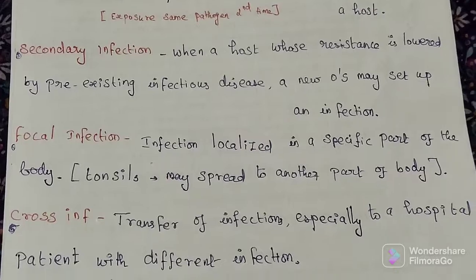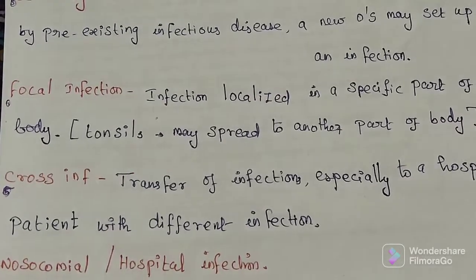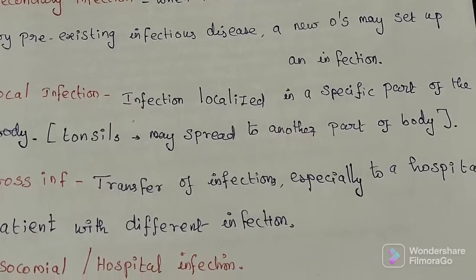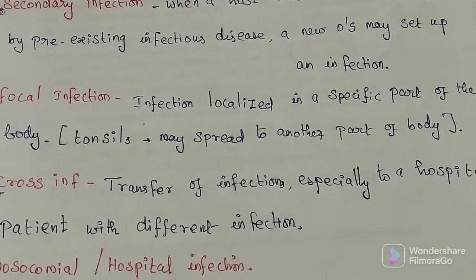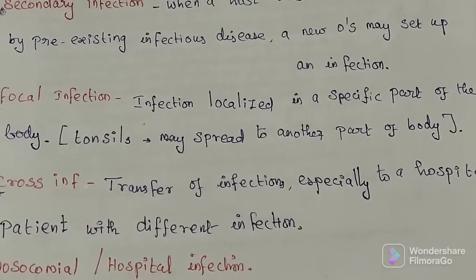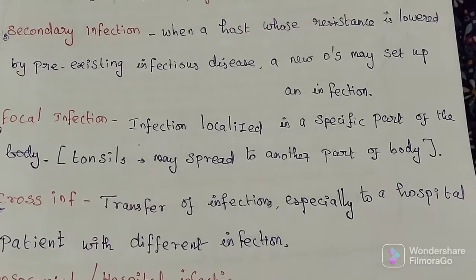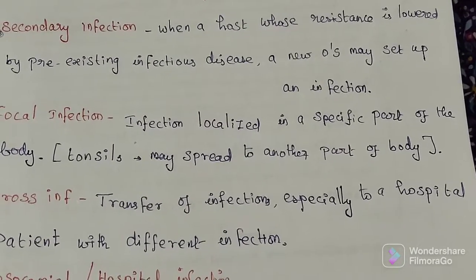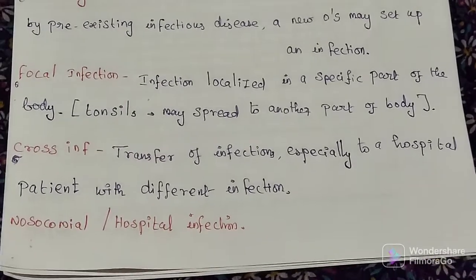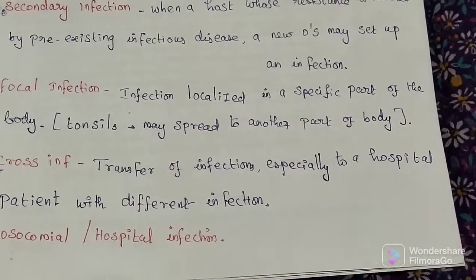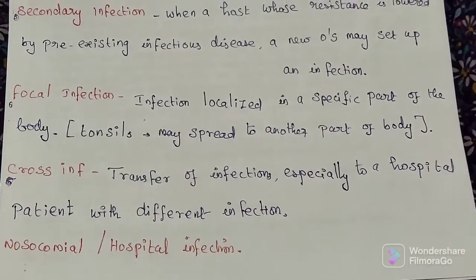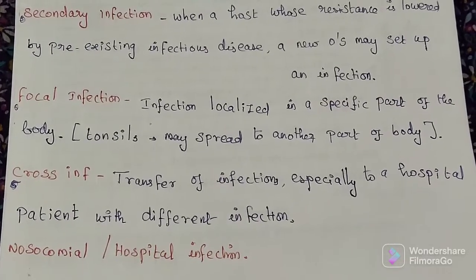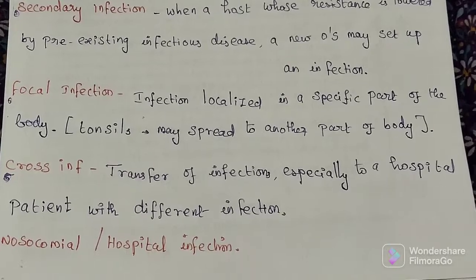Then fourth one is focal infection. Infection localized in a specific part of the body, such as the tonsil, that may spread to another part of the body or to the tissue around a tooth. The organism is localized in a specific part of the body, then spreads to other parts of the body. Next one is cross infection. Transfer of infection, especially to a hospital patient with a different infection, or between different species of animal or plant. This one we consider as nosocomial or hospital acquired infection.